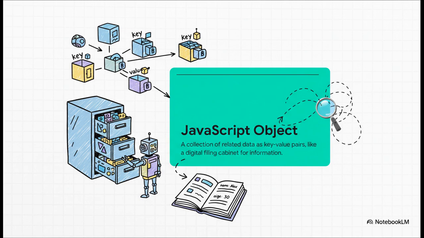An object is just a neat little container where we can bundle all that related data together. Each piece of information gets a name, which we call a key, and its corresponding data, the value. It's a beautifully simple and organized way to structure things.